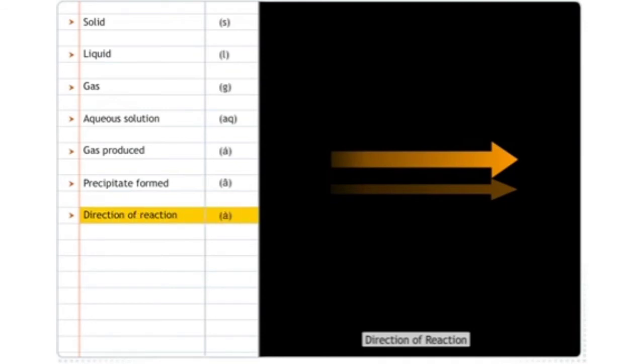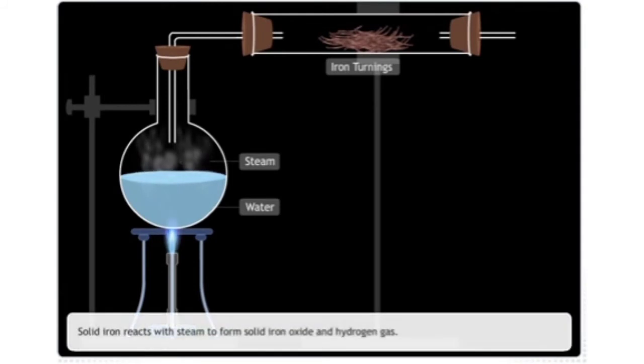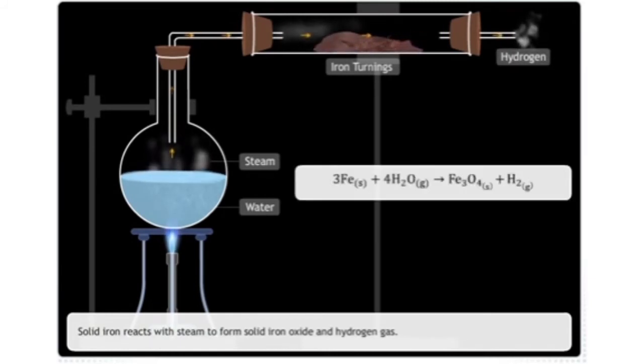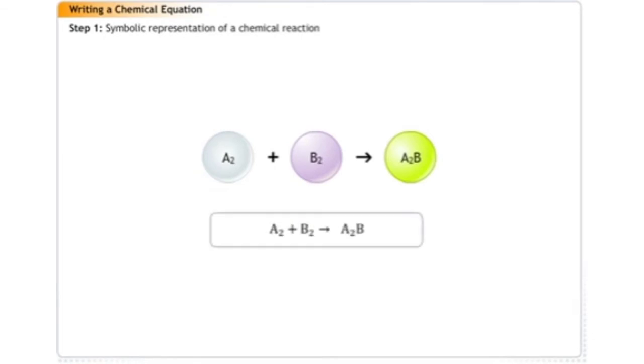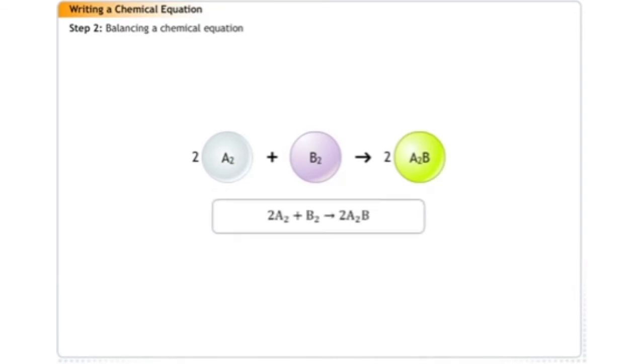Let us consider the reaction of iron with steam. Solid iron reacts with steam to form solid iron oxide and hydrogen gas. This reaction is represented as shown. A symbolic representation of the chemical reaction is the first step in writing a chemical equation. The next step is to ensure the equation is balanced, considering the law of conservation of mass.